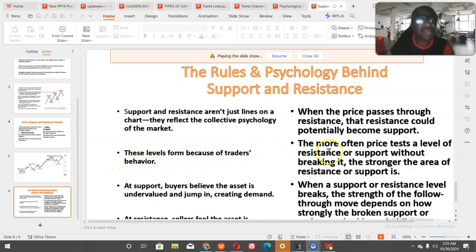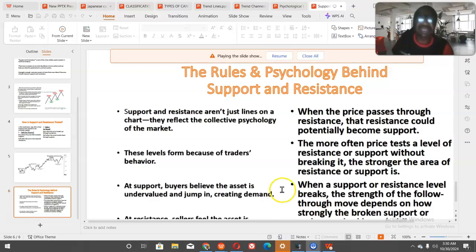Traders' behavior. The more often price tests a level of resistance or support without breaking it, the stronger the area of resistance or support. So you need to allow this to sink in over time. These are rules. You have to write them down. At support, buyers believe the asset is undervalued and jump in, creating demand at support. So that's why we buy at support. When price goes down, nobody does business and buys at a higher price. No. People do business buying at a lower price to sell at a higher price.